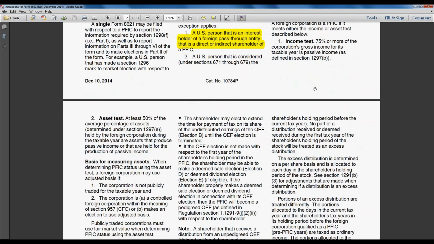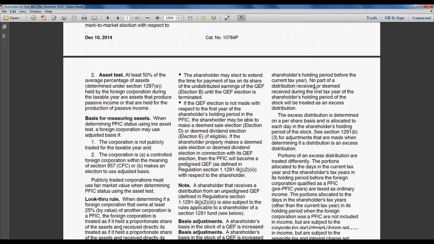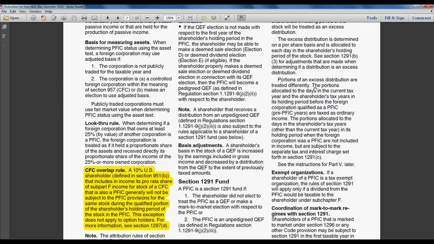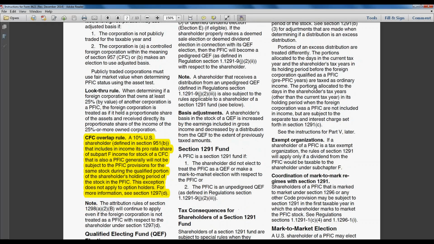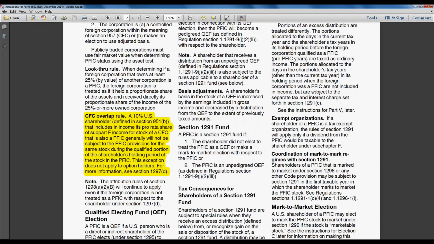So back to the example of a foreign corporation owning a PFIC, only PFICs, you think it would be a PFIC, but it's not. And that's called the overlap rule. And so when you have a foreign corporation that owns a PFIC, you have the Form 5471 reporting. You do not have this reporting.